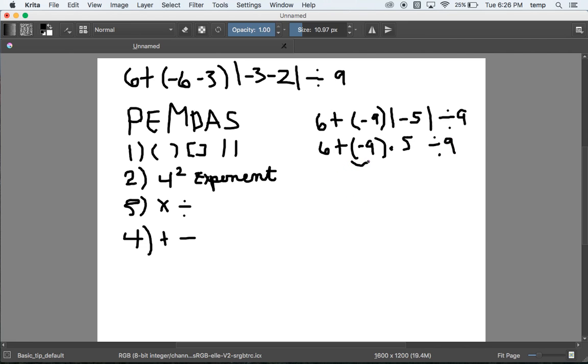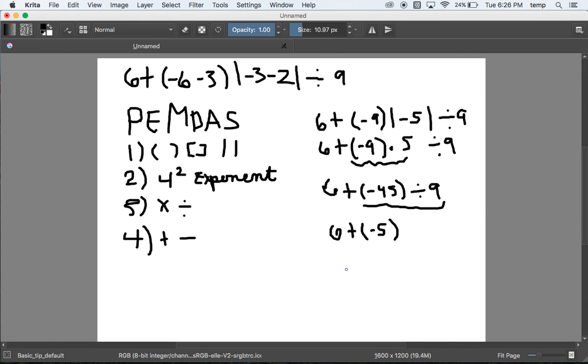So our next step, our multiplication, we'll do this one first. So we'll have 6 plus negative 9 times 5. Well, negative 9 times 5 is going to be negative 45 divided by 9. So then our next, we have a division. So we'll take care of that one next. And so we'll have 6 plus, and then we have negative 45 divided by 9. So negative 45 divided by 9 is going to give us negative 5.